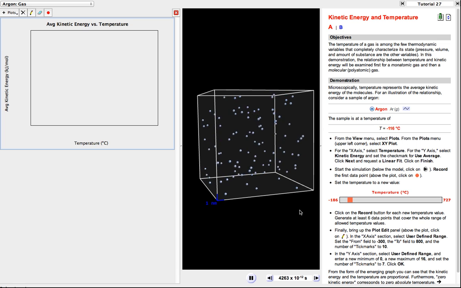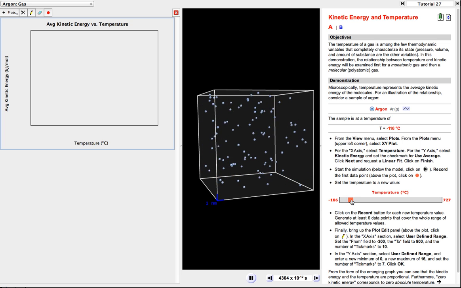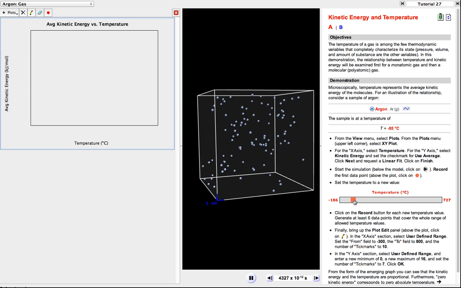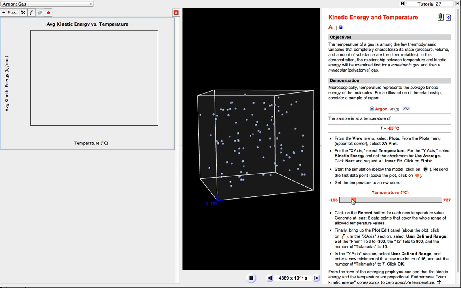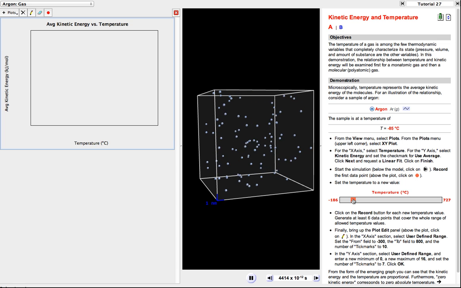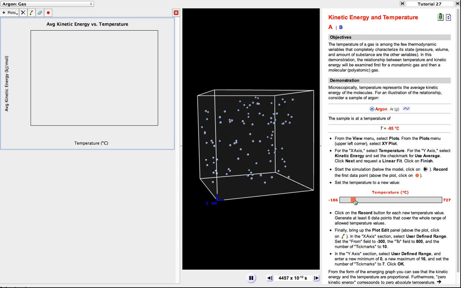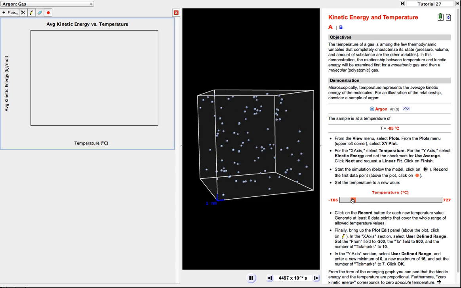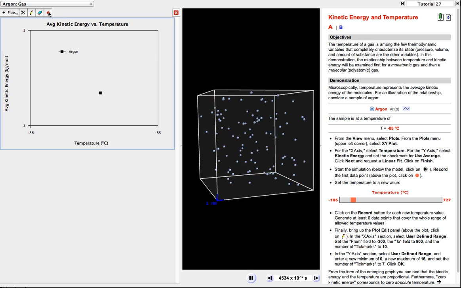Alright, so now we have a graph, and basically what happens is we can adjust the temperature here, and then what that does is it affects the kinetic energy of the gas molecules. This particular gas is argon, but the same principle would apply for any gas that we picked. Okay, so we have our temperature reading, which is minus 85 degrees Celsius, and we will take a reading by clicking the red button here.